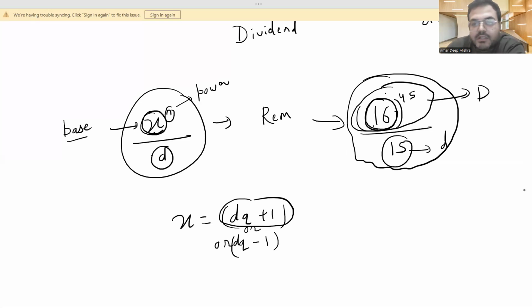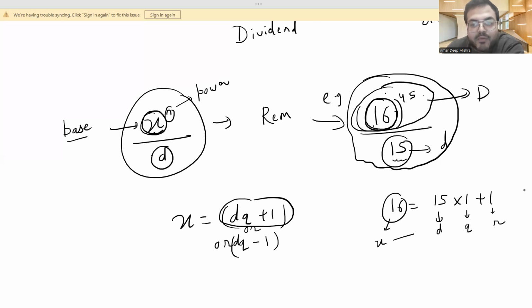So suppose in this example, 16 to the power 45 divided by 15, the value of x is 16, right? So I can write 16 as 15 into 1 plus 1. This is d, this is your q, and this is the r, the value of remainder. And this is x. So x has been written in the form of dq plus r in this format, correct?